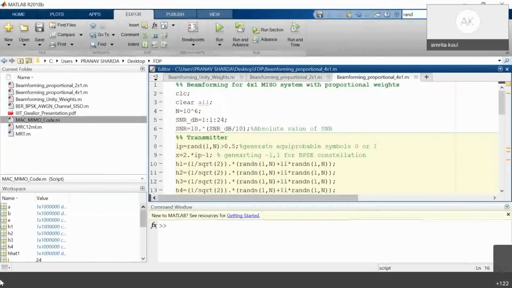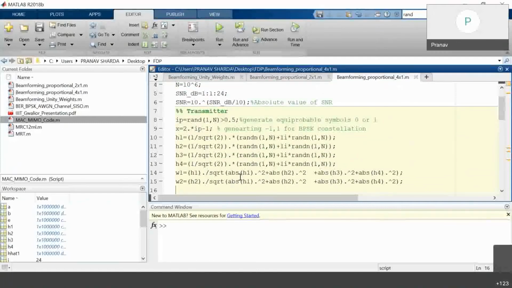In all these techniques, we are taking the modulation to be BPSK. Yeah, because in order to have a fair comparison, that's fine. But my question is, if I want to change the modulation technique to QPSK or QAM, how do I change that?